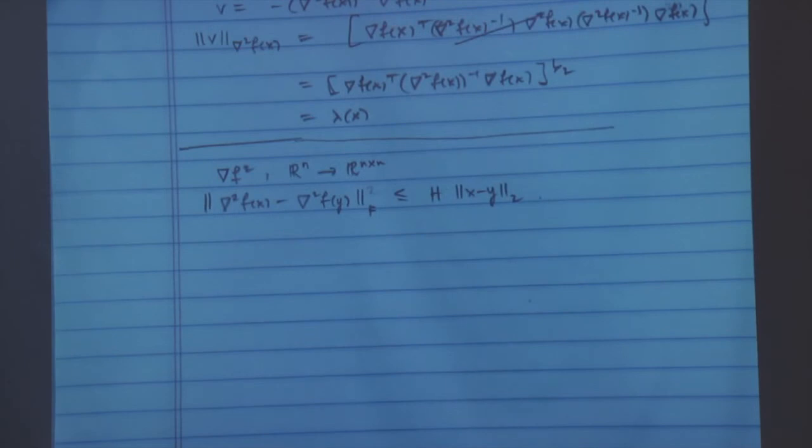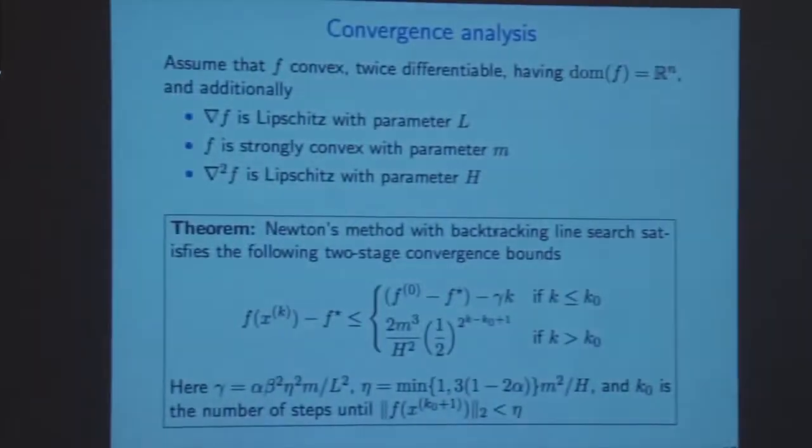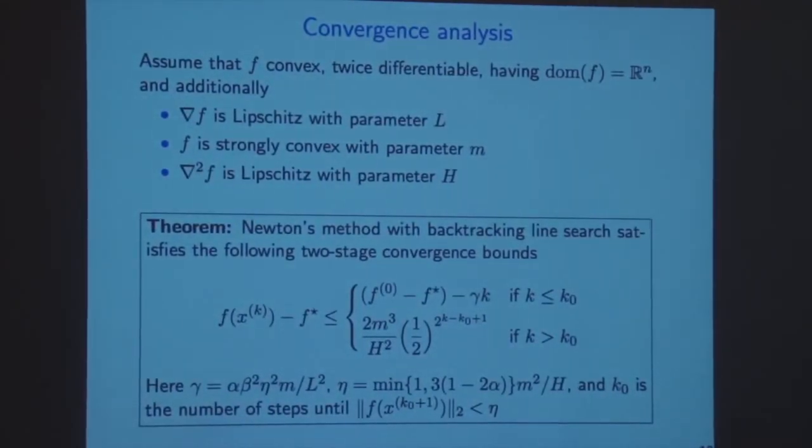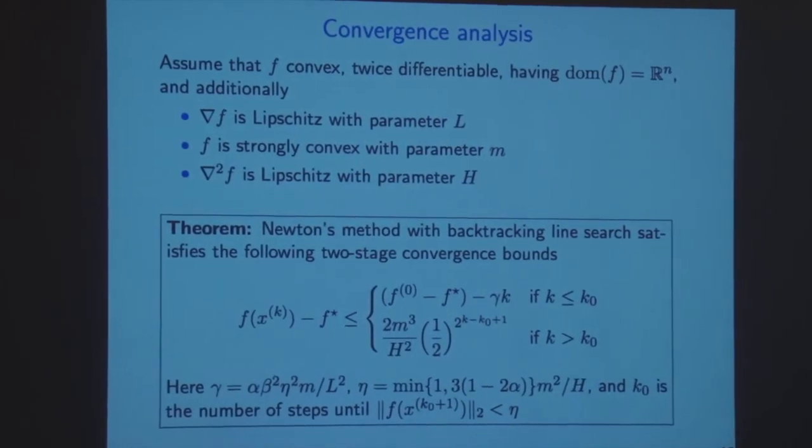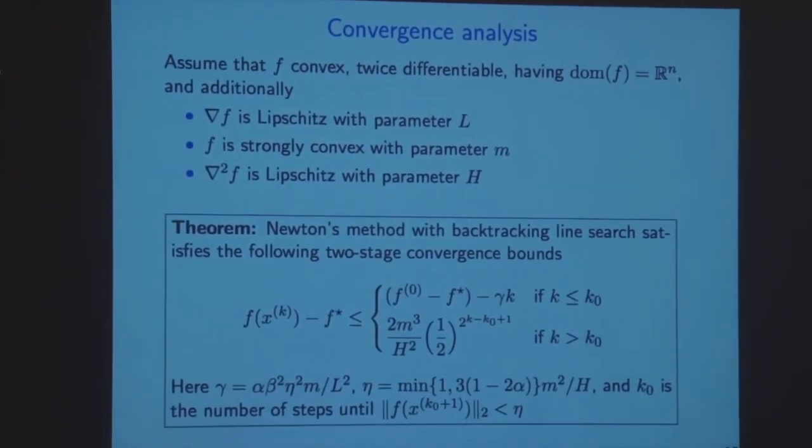So the Newton theorem is a little bit more complex than the gradient descent theorem, but I think it's very interesting. Basically, the result states that if we use Newton's method on a function that satisfies these conditions, and we use backtracking line search with some parameters, alpha and beta, then the resulting iterates satisfy a two-stage convergence result.